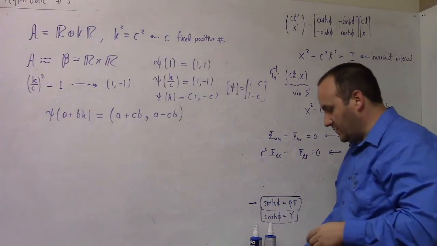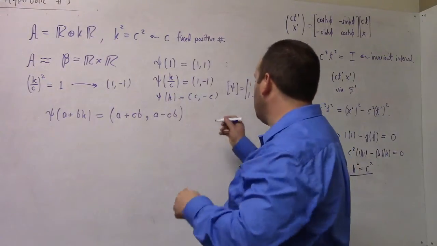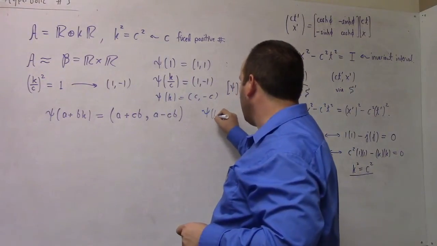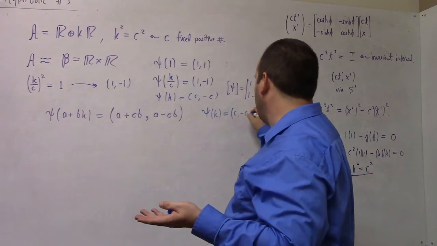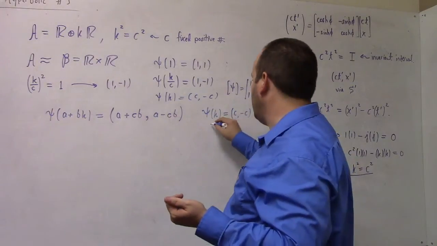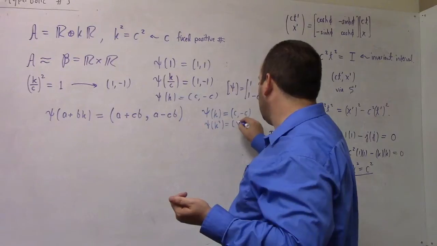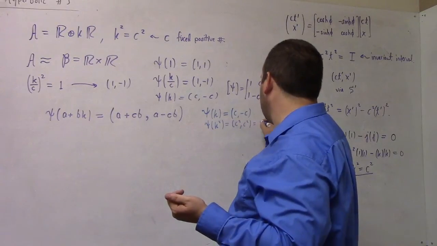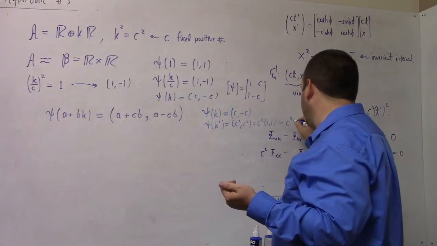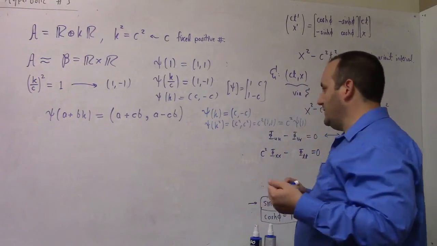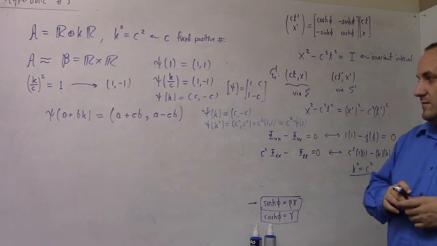As a check on my isomorphism, notice that if we plug in, what's the deal with psi of k? Psi of k is what? It's c, minus c, right? And so if you look at psi of k squared, you get c squared times 1, 1, which of course is c squared times psi of 1. Which makes sense because k squared is equal to c squared, right? So it's a good check.